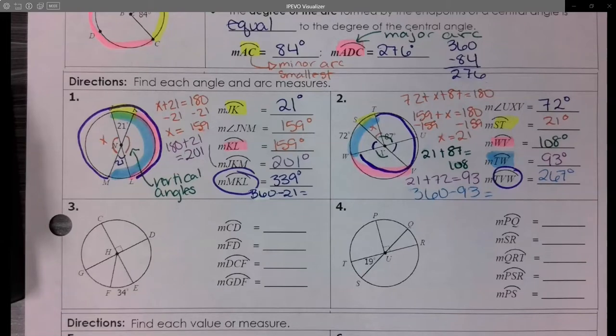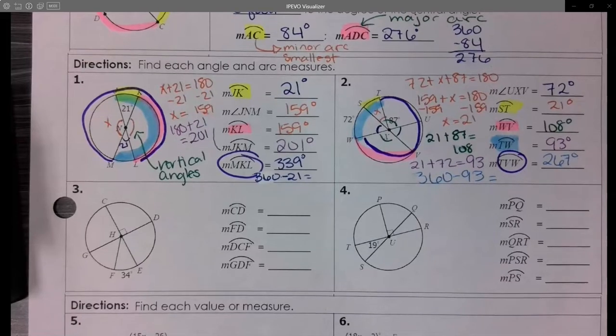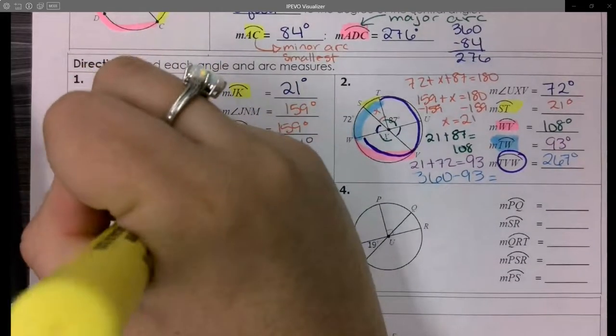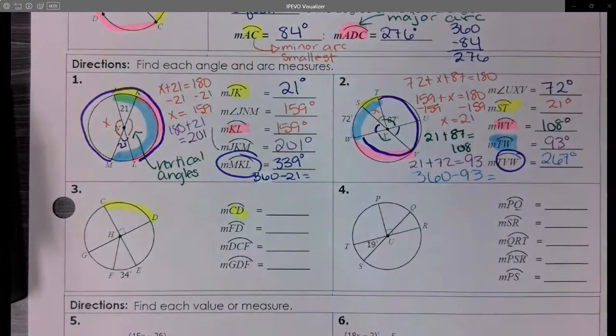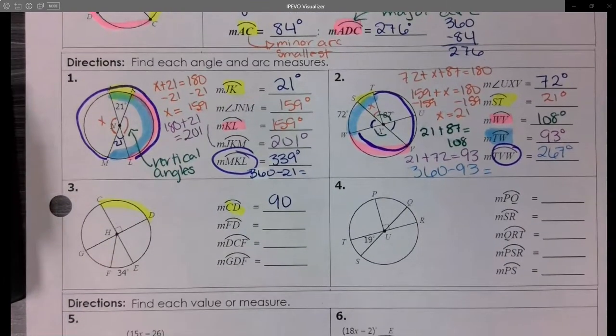Questions on number 2? So number 3 wants me to start off by saying the arc length of CD. What is the measure here? 90. I can tell this because of the square. Remember that square always means 90 degrees.